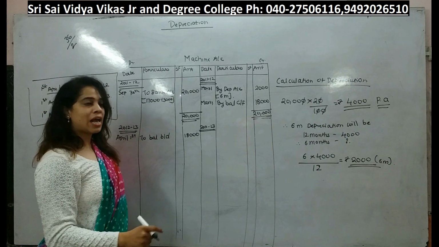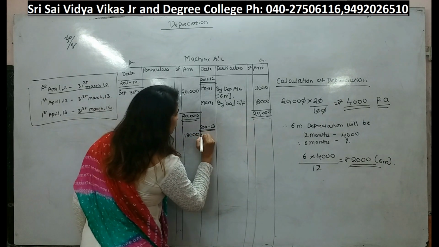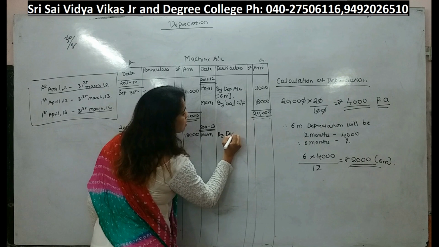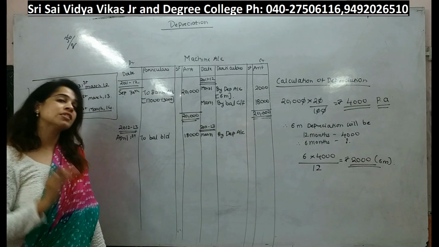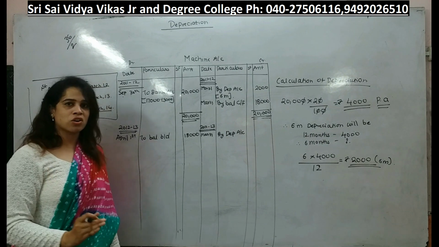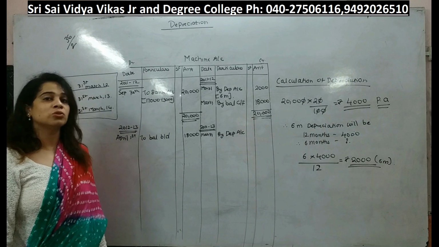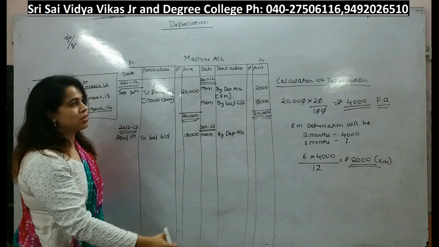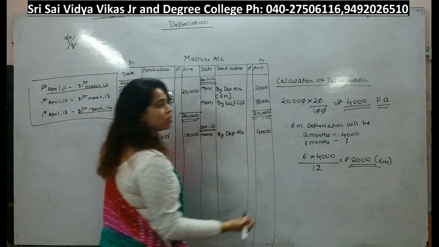Because we are using the asset, the value of the asset is going to decrease. So whenever the value is decreasing, we need to show it. That is known as depreciation. Which method are we following? Fixed installment method or original cost method? We know that under this method we always charge depreciation only on the original cost of an asset. So the depreciation per annum will be 4,000.